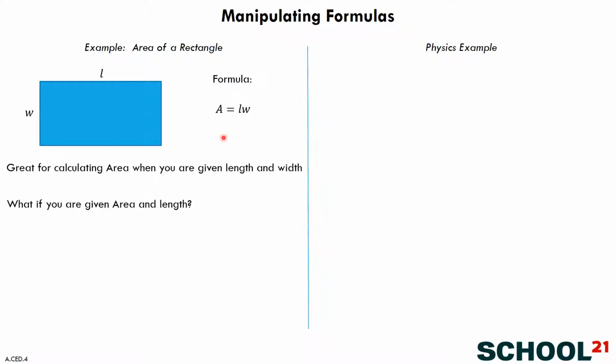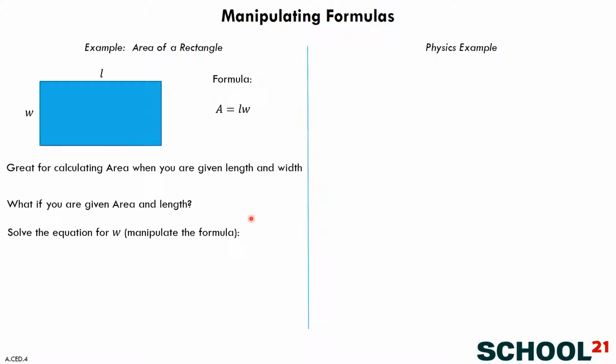It's not so convenient to have it in this way because you would be plugging in the area and the length and then you'd have to do some math to figure out the width. So you want to put the formula in a different order, basically. What you want to do is solve the formula for W, which is another way of saying you want to manipulate the formula, okay?